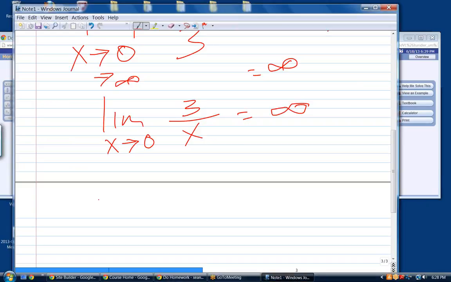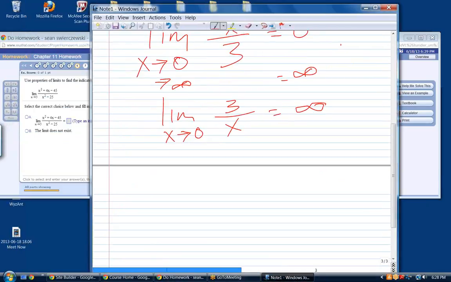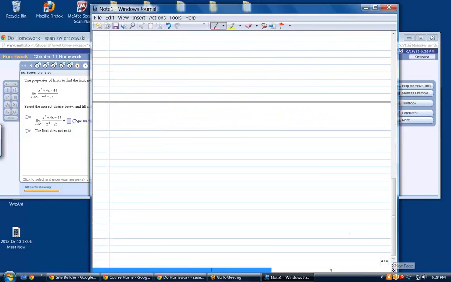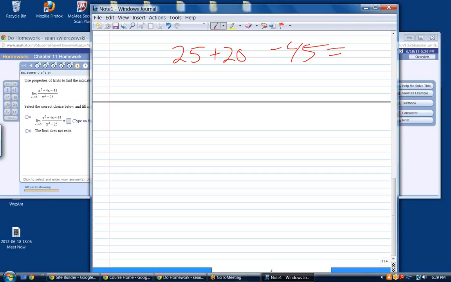Notice that, let's see if I can put both of these on the screen. If I substitute 5 for x, the denominator is 0 for sure. What's the numerator? The numerator is 25 plus 20 minus 45. So this is a 0 over 0. That's the limits that are hard to evaluate.